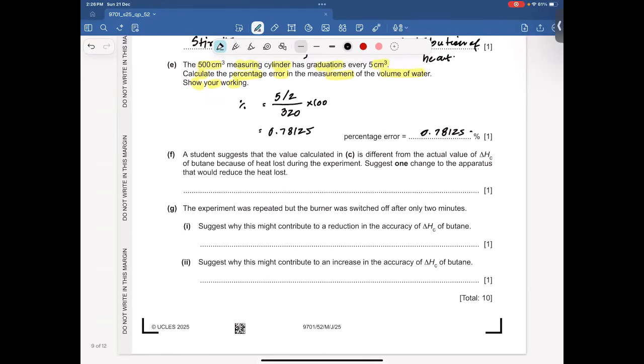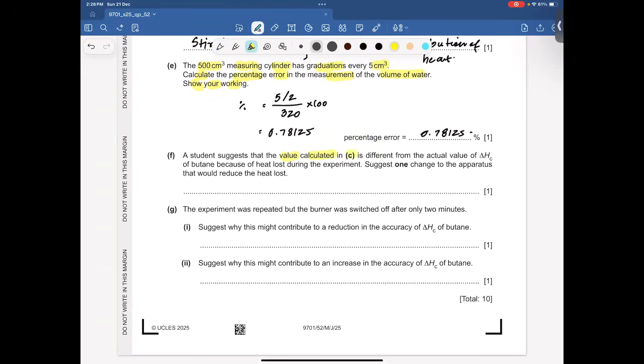A student suggests that the value calculated in C is different from the actual value of delta Hc of butane because of heat lost during the experiment. Suggest one change to the apparatus that would reduce the heat loss. Use a cover lid, or use lagging to prevent heat loss.